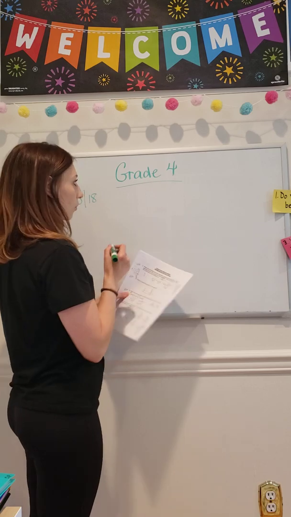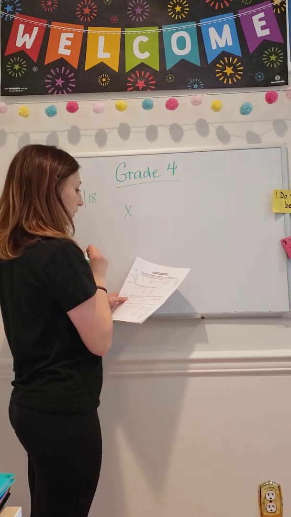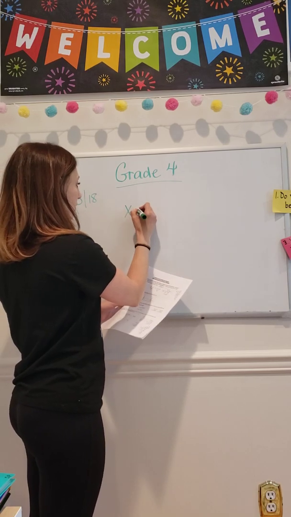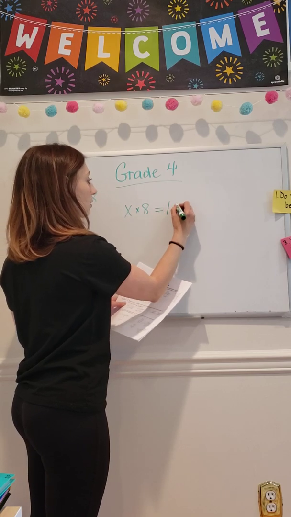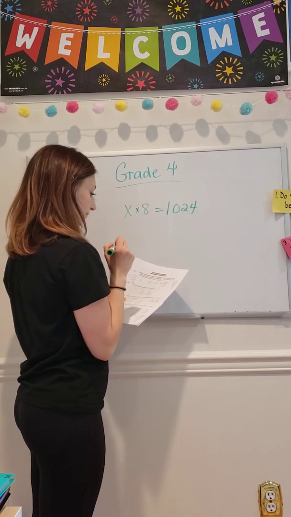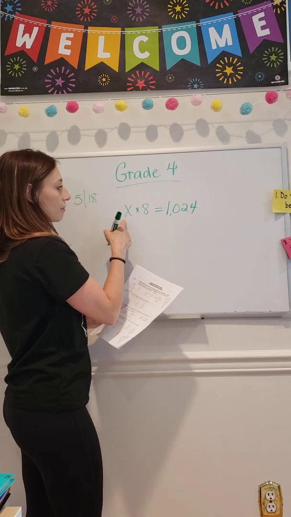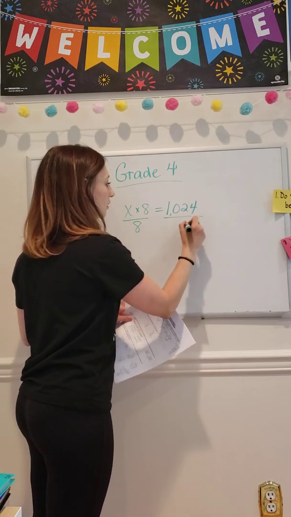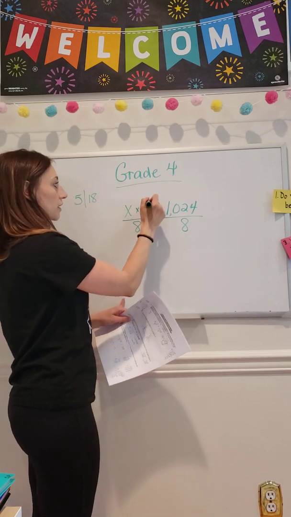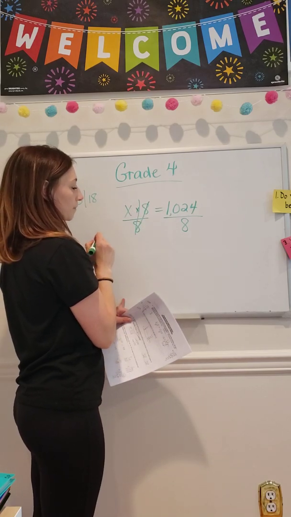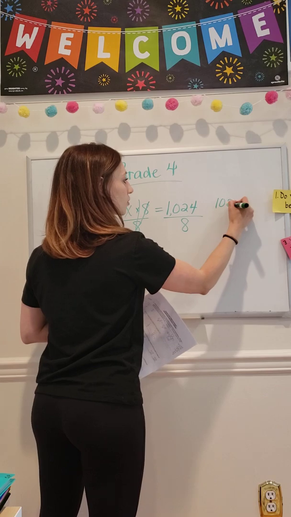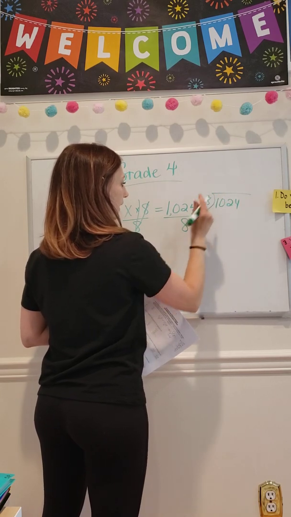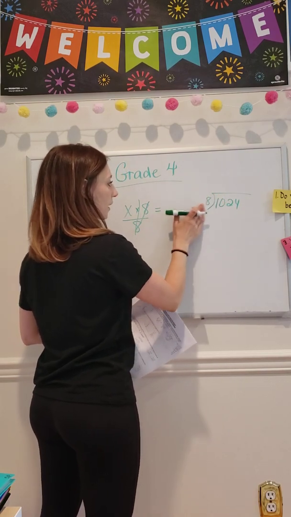So we don't know what mystery number he started with, but he multiplied by 8, and his answer was 1024. To figure out what the mystery number was that he started with, I'm going to divide by 8. Dividing is the opposite of multiplication. So 1024 divided by 8, I like to do it this way.